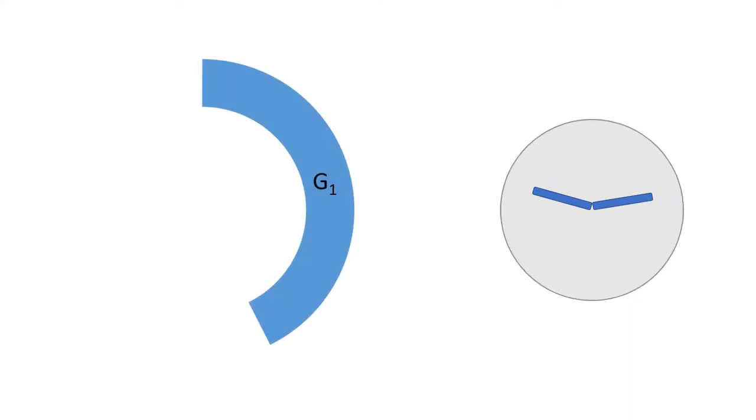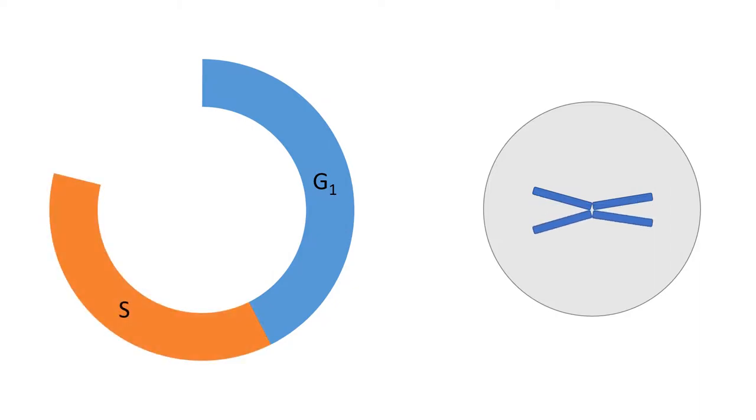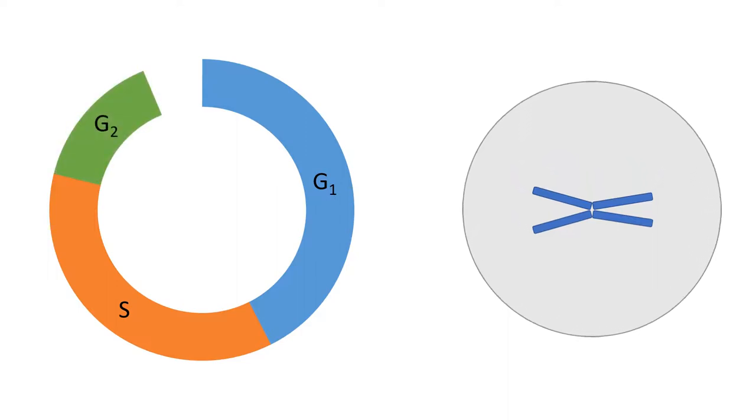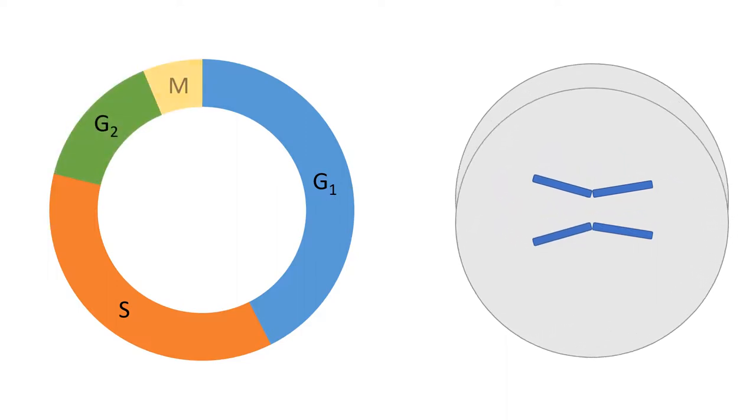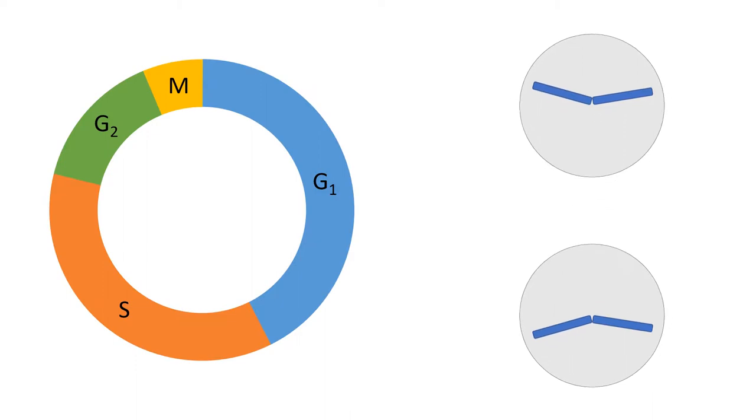Gap 1, where the cell increases in size and prepares for DNA synthesis. Synthesis, where DNA replication occurs. Gap 2, where the cell continues growing. And mitosis, where cell division occurs.